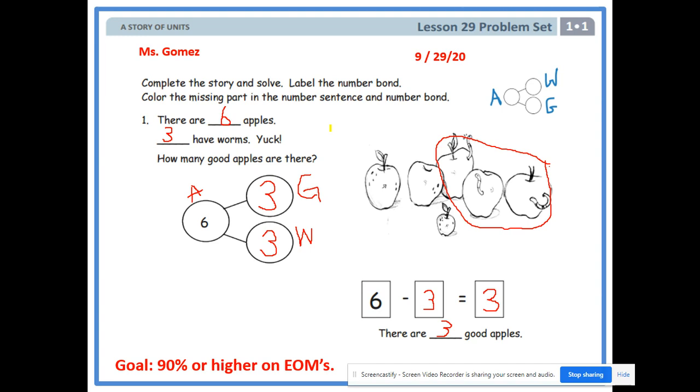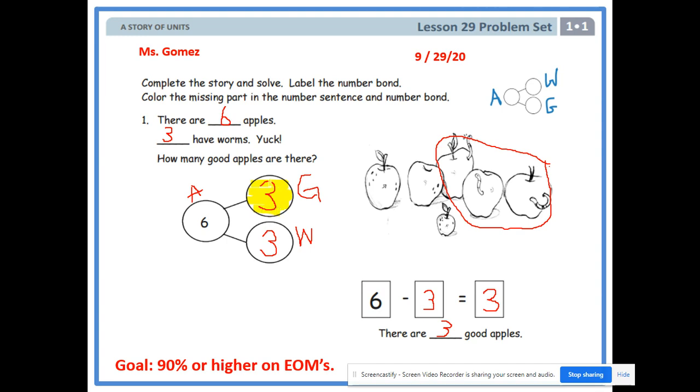Get ready? Yes, 3, right? But not just any 3. Remember, is it the 3 with worms in it or the 3 good apples? Get ready. The 3 good apples, because that's what the question is asking for. So you're going to go ahead and shade in this 3 on your number bond.